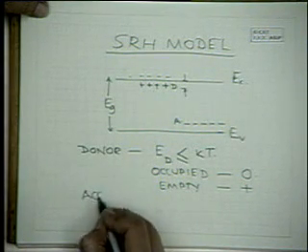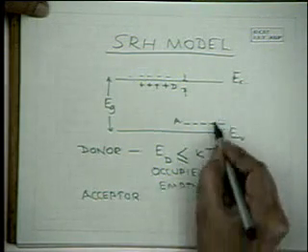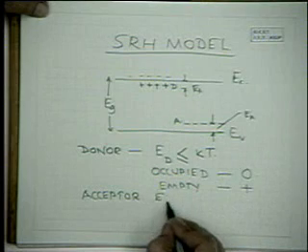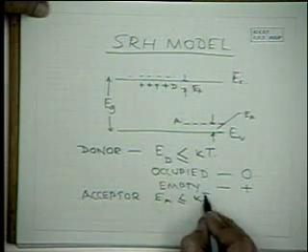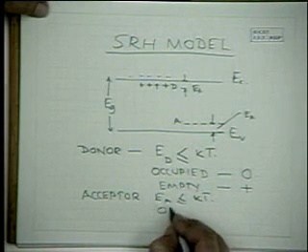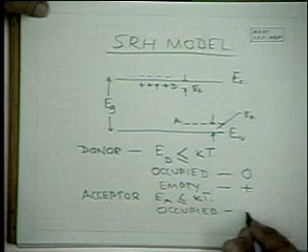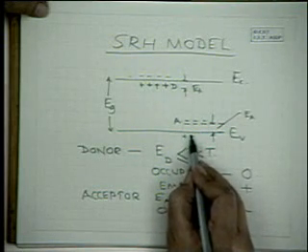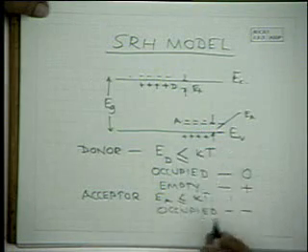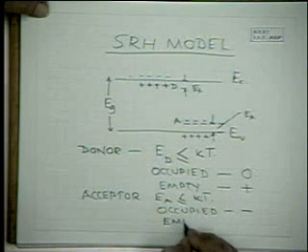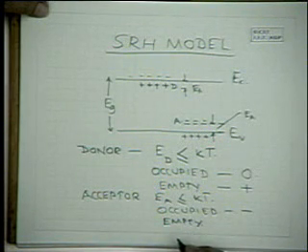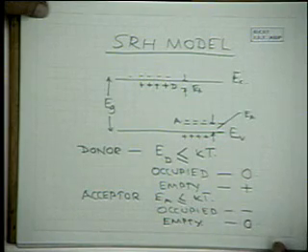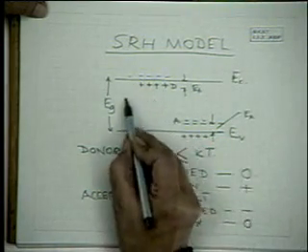Similarly, for an acceptor, the acceptor level EA should be less than kT. When it is occupied by an electron, it is negatively charged. And in that case, electrons are excited, so there are holes in the valence band. When it is not occupied by electrons, it is neutral.